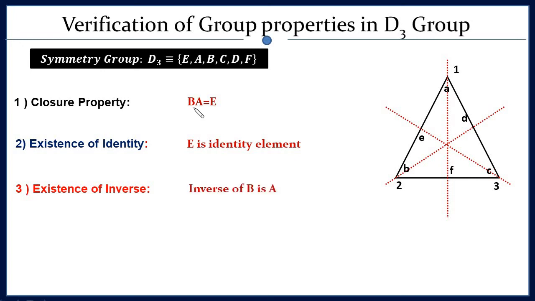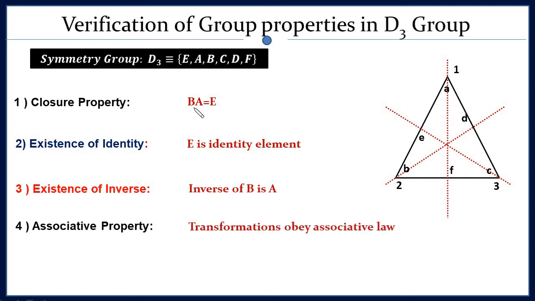The fourth one is associative property. And we know any transformation obeys associative law. Therefore, this group must obey the associative property. All the four conditions of a group are satisfied. Therefore, D3 is a group.